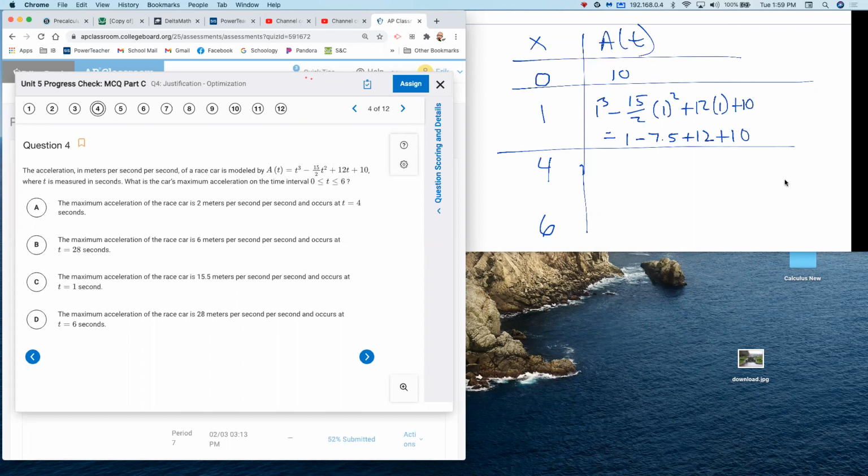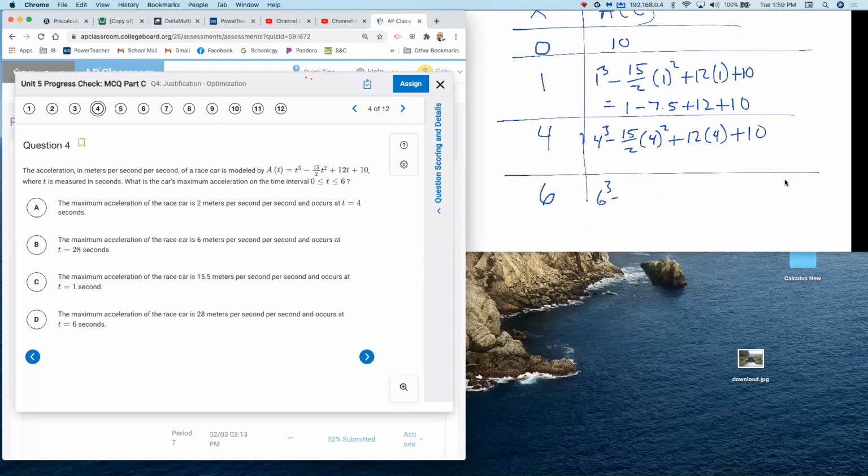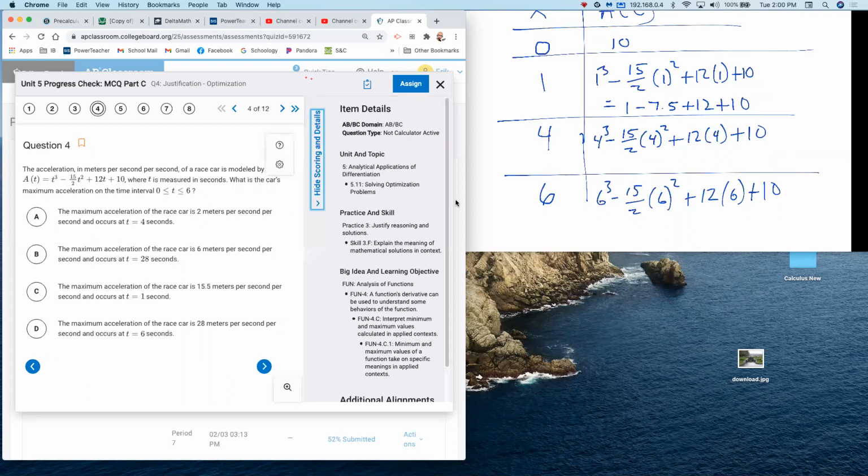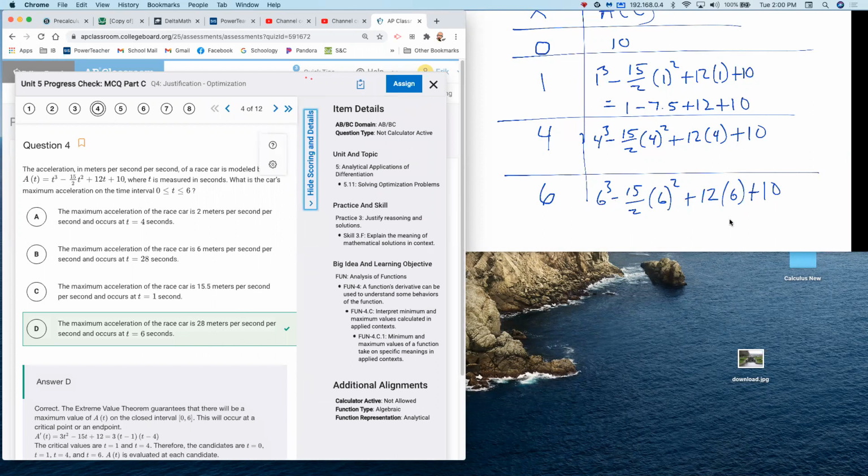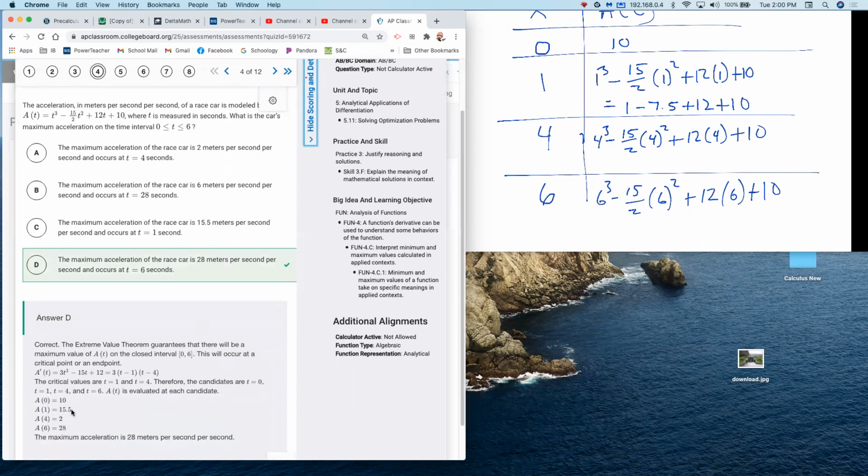I'm going to do that same thing for 4. So we're going to do 4 cubed minus 15 divided by 2 times 4 squared plus 12 times 4 plus 10. And then I would do it for 6. And then I'm just going to calculate it and pick the maximum one. Without going through and calculating it, it's this one down here if I calculate it. And that's all they're doing down here, just going through and calculating them.